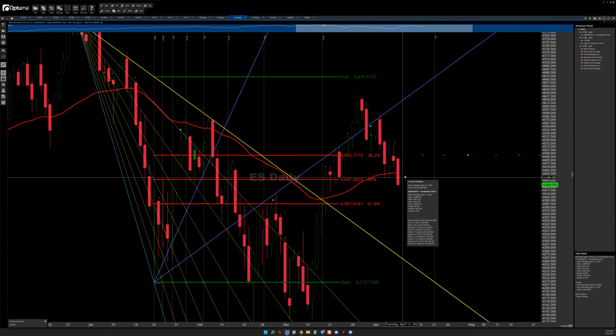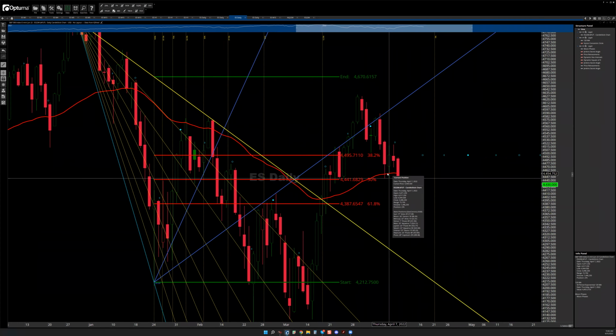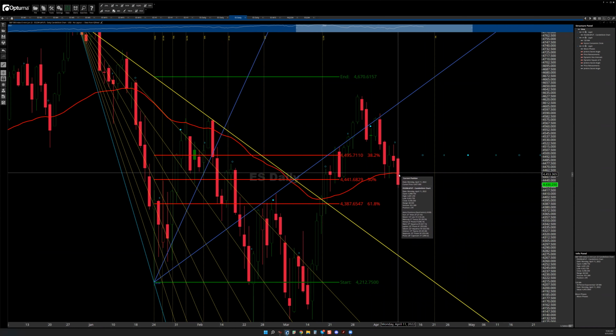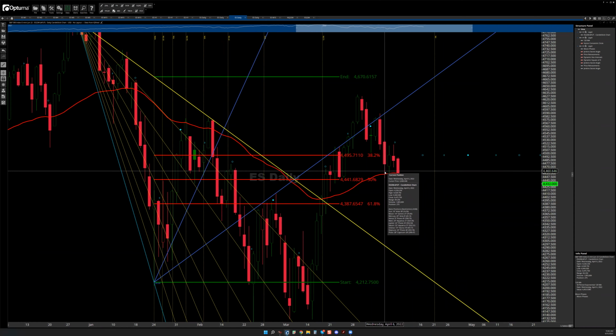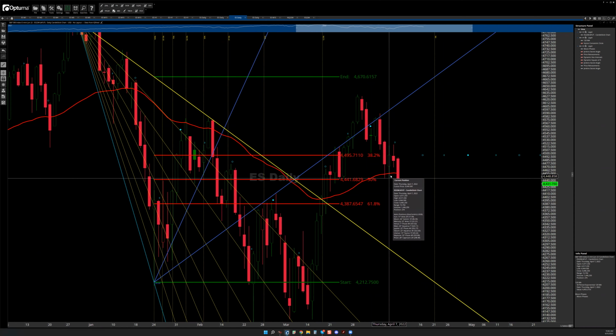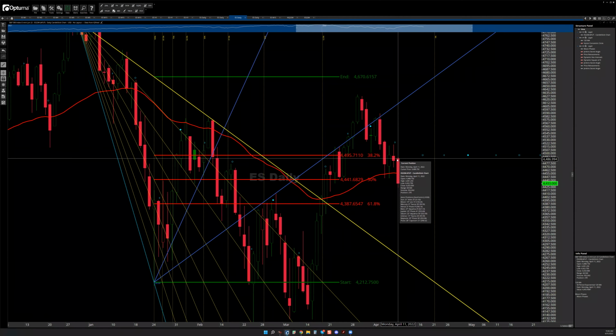Okay, so we did cross over on the daily. We punched through that moving average. That wasn't good. So we were penetrating, with a little bit of up movement, a little bit of indecision. These are daily candles, by the way.